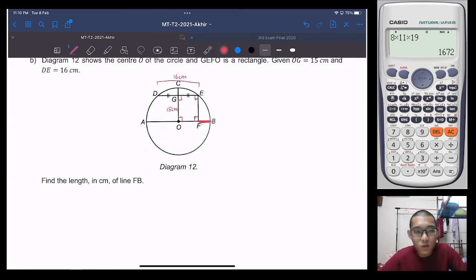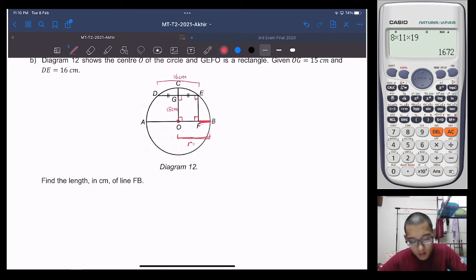But how do we try to find it? This one is very important. We try to understand the concept first. If we want to find the FB, that means we need to have a radius, right? This one is the radius, because from center O, we make a straight line until the end, which is B. The point B is on this circumference. So this is the radius. In this radius, we need to find the radius.